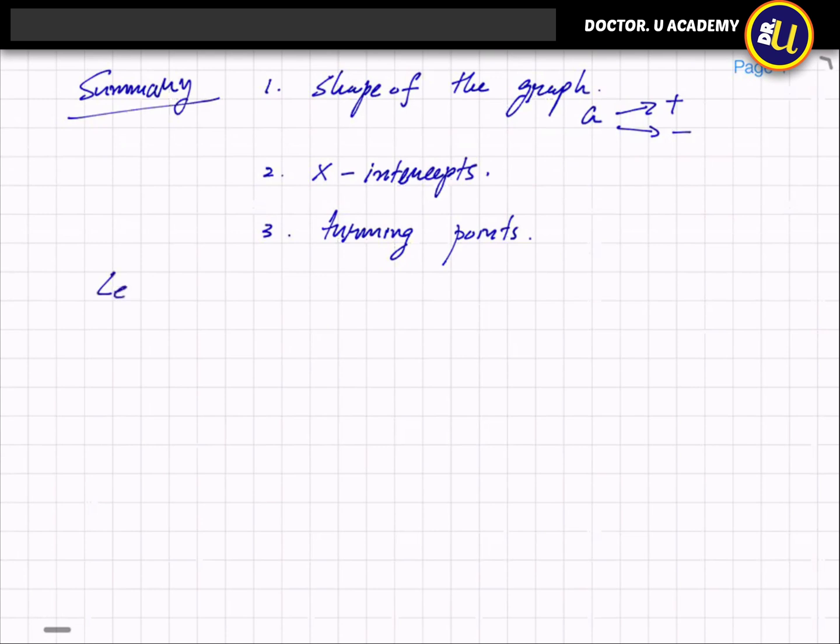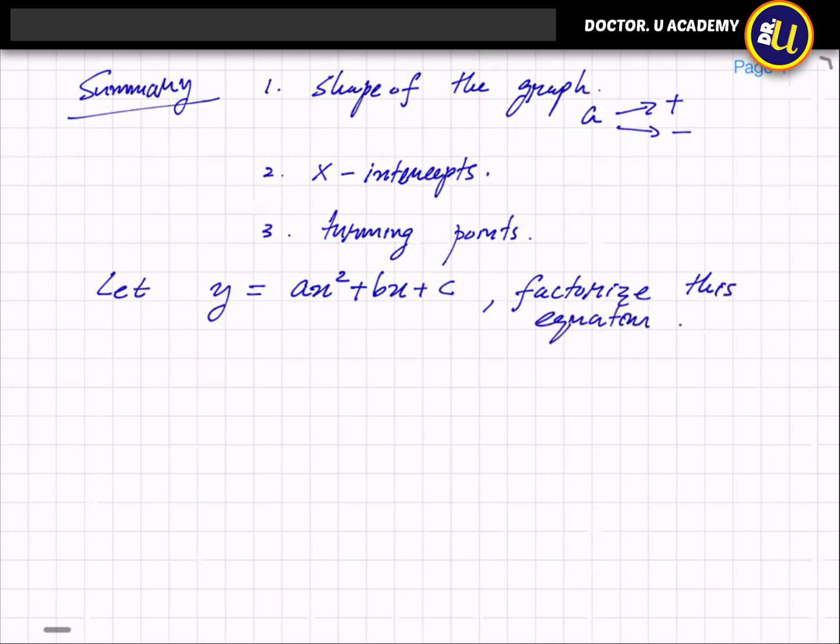So let y is equal to ax squared plus bx plus c. This is the general quadratic formula, right? I need to factorize this. So the question is, factorize this equation.